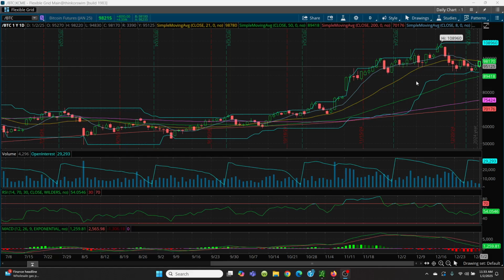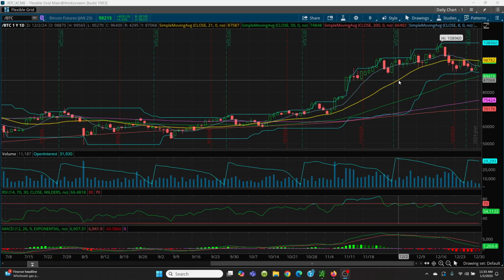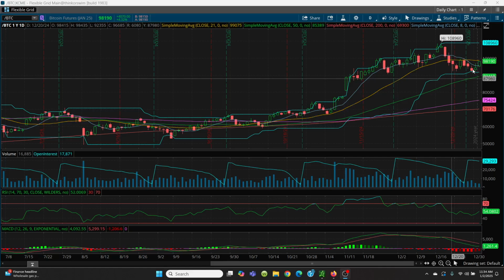But the key to the upside is going to be right here. It's going to be this 21-day. This is everything right there, okay? You need to close above. That's 98,780, okay? So this is what we're looking for. If you get above that, then we're going to look at the top of this candle right here, 99,685, and then we're going to look right here at 99,995, okay?